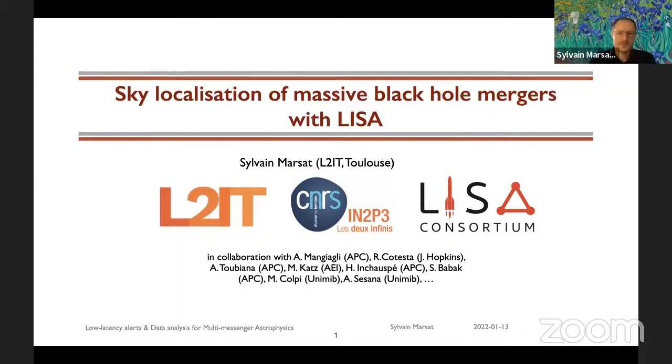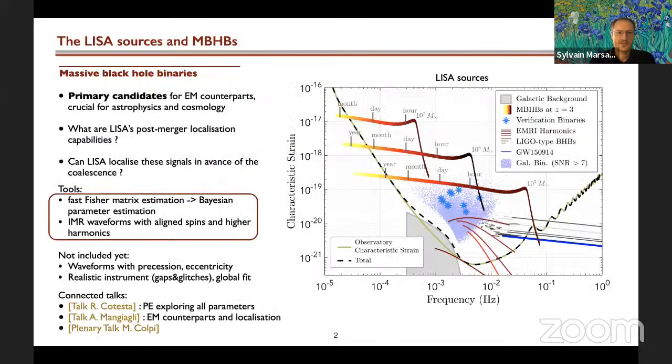Thank you very much. It's a pleasure to have the opportunity to give this presentation. We start with a very short introduction. Massive black holes are, of course, primary targets for Lisa. They're primary candidates for human counterparts. And it's an important question to know what Lisa's capabilities for the localization are going to be, both for post-merger signals, but also for pre-merger signal in advance of the coalescence.